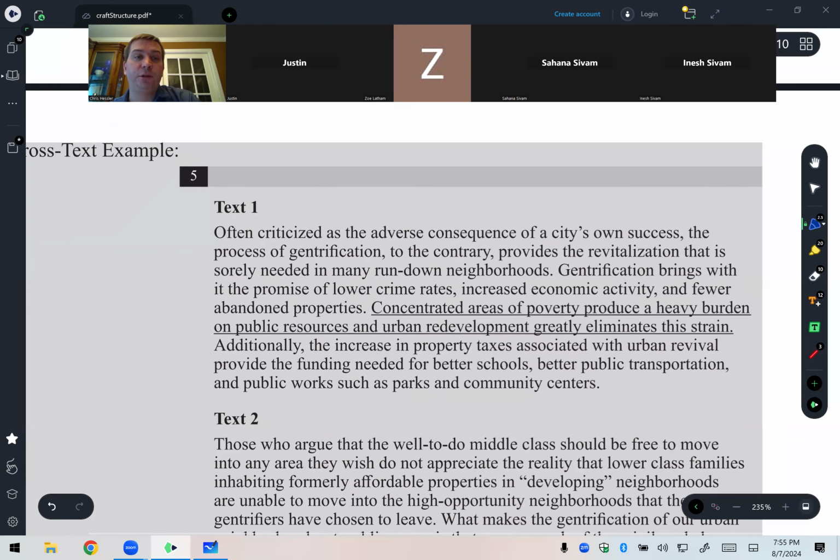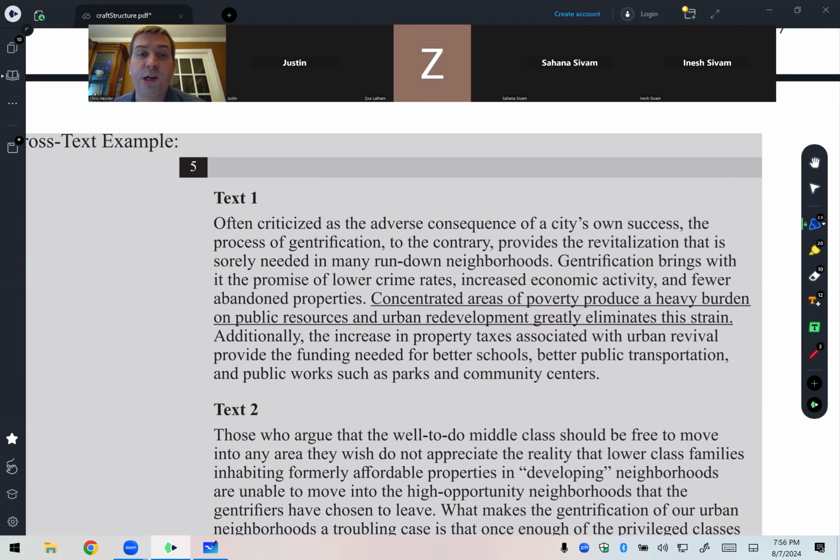Often criticized as the adverse consequence of a city's own success, the process of gentrification, to the contrary, provides the revitalization that is sorely needed in many rundown neighborhoods. Gentrification brings with it the promise of lower crime rates, increased economic activity, and fewer abandoned properties. Here's the underlined statement. Concentrated areas of poverty produce a heavy burden on public resources, and urban redevelopment greatly eliminates this strain. Additionally, the increase in property taxes associated with urban revival provide the funding necessary for better schools, better public transportation, and public works such as parks and community centers.